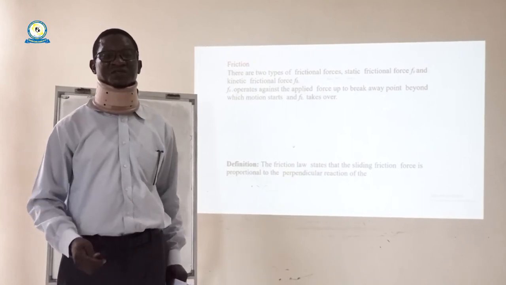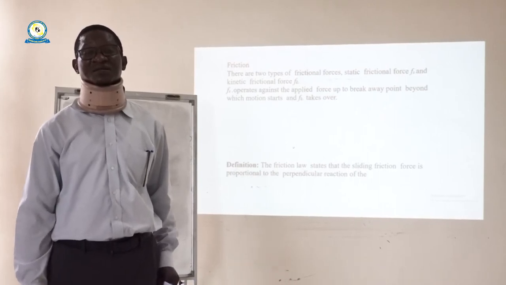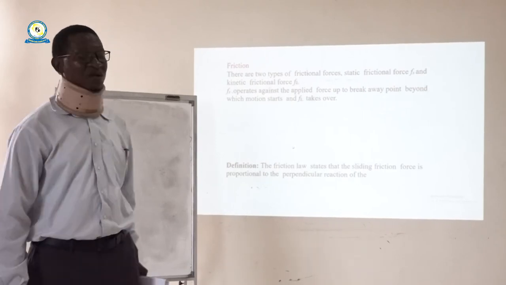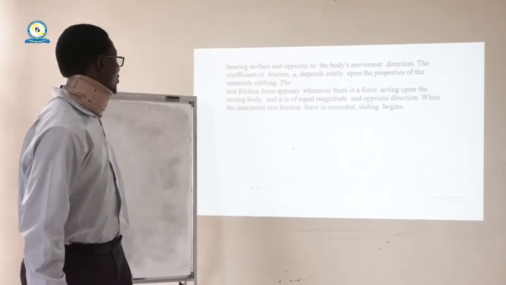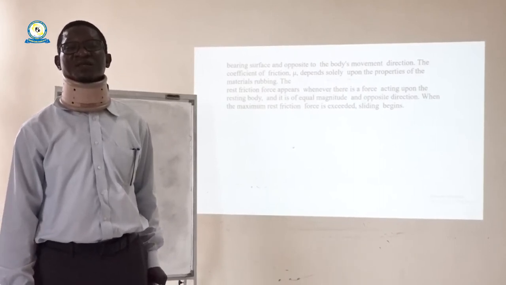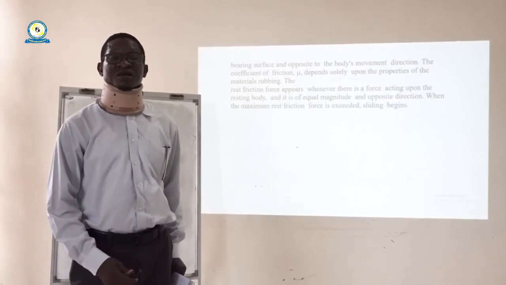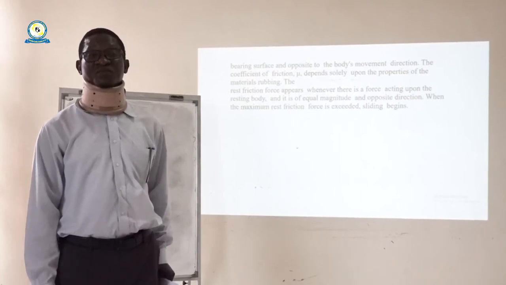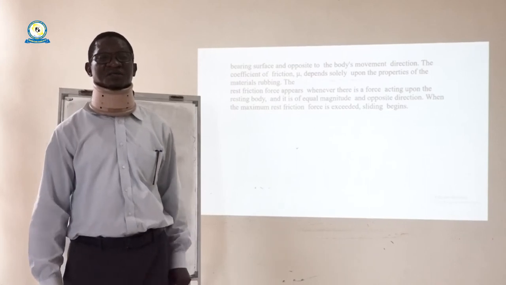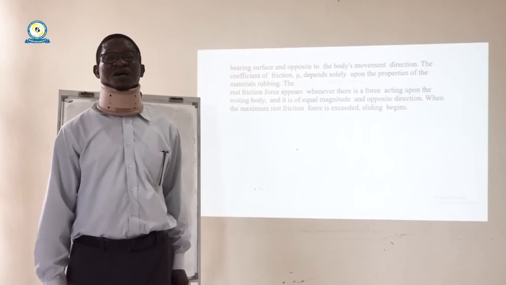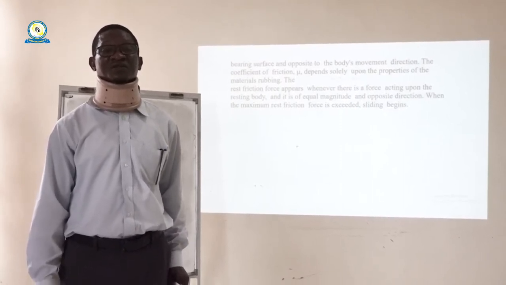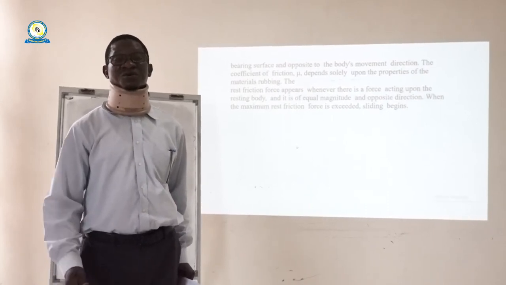Definition: the friction law states that the sliding friction force is proportional to the perpendicular reaction of the bearing surface and opposite to the body's movement direction. If a body moves in the positive x direction, the friction force is in the negative x direction. The coefficient of friction mu depends solely upon the properties of the materials rubbing. Every material has its own coefficient of friction.